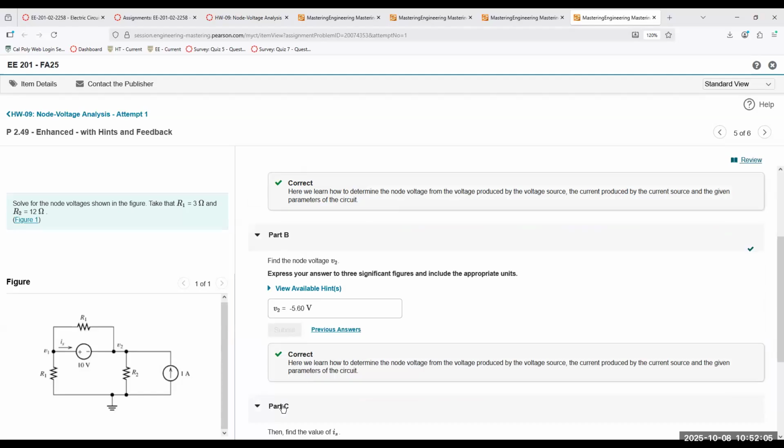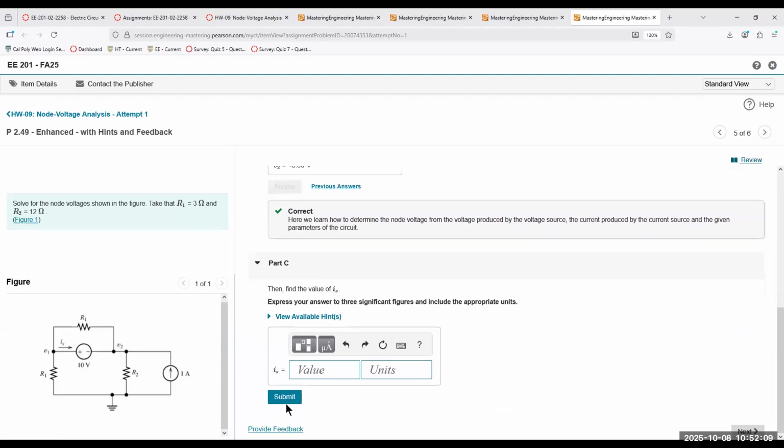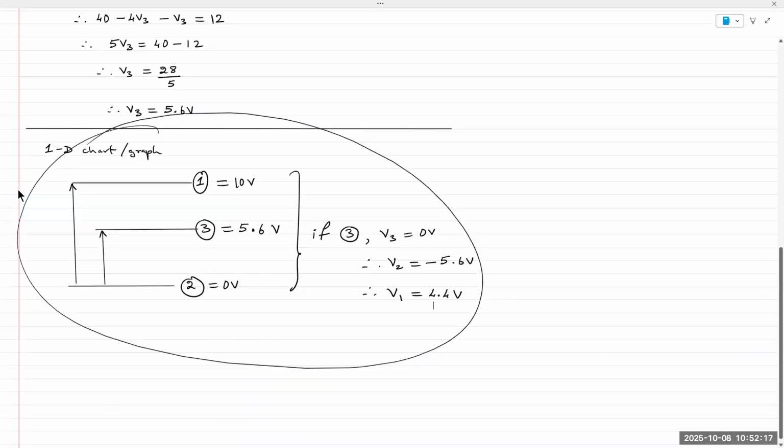And correct. Okay. And the final question is to find the value for IS. But before I go to that, any other questions regarding the process? Did the process make sense? So you could choose any reference node and still do the same thing. You can choose 3 as the reference and work through the solution. Choose 1 as a reference and go through the solution.